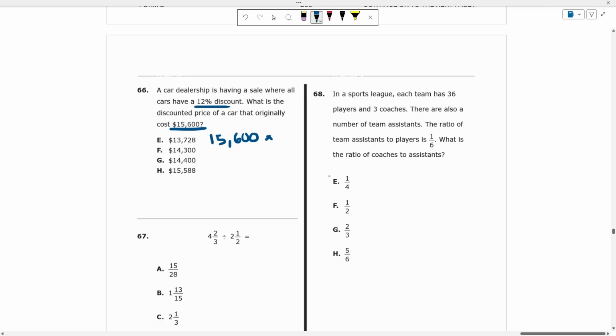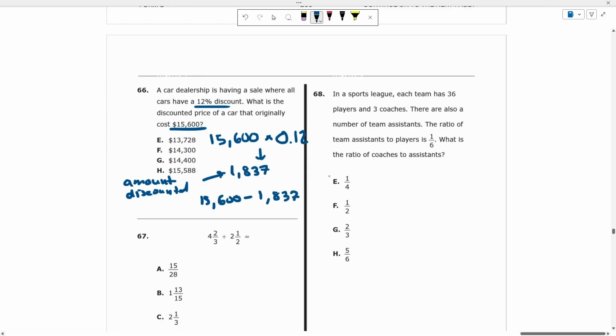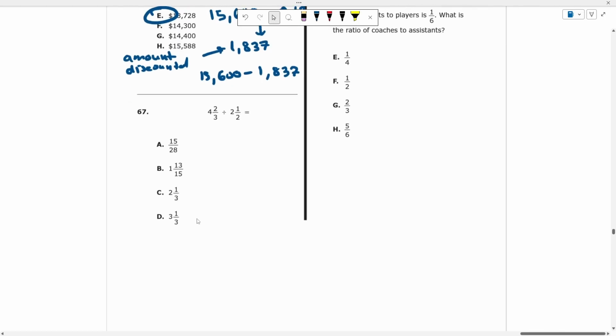So in this case, we're left with an original price of $15,600, and we're taking away 12%. So that means we have to find 12% of that number, which is 0.12 times 15,600. Now, when we multiply that together, we know that 12% of 15,600 is equal to 1,872. Is that my answer? No. This is going to be the amount that was actually discounted. So I take the amount discounted and I subtract it from 15,600, and I get that the discounted price is actually 13,728.